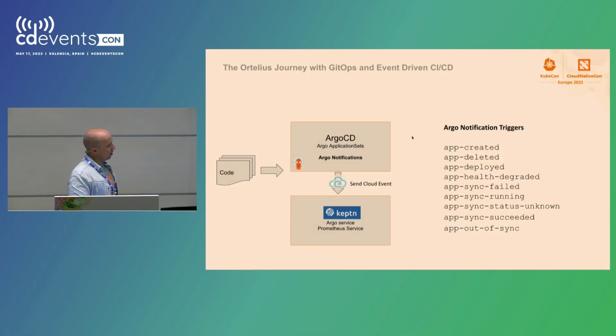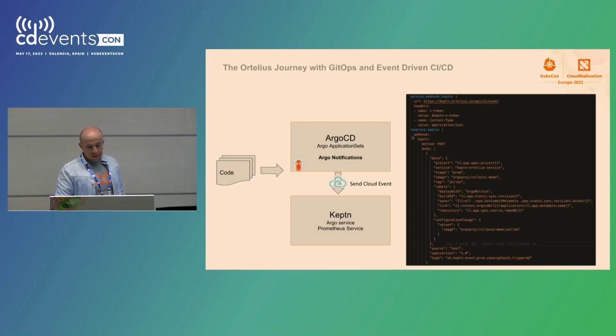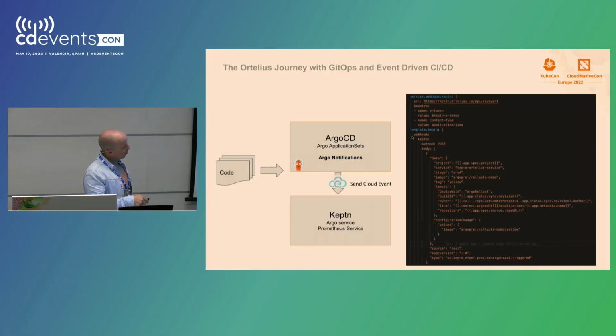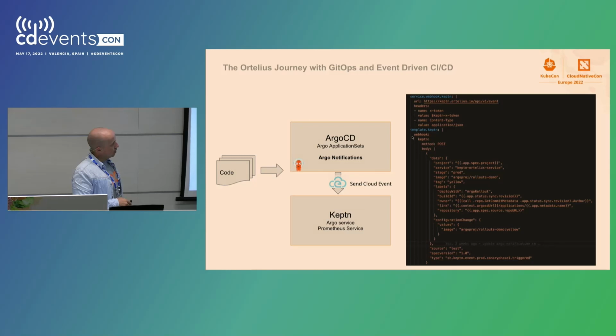We use ones like out of sync, which is quite good, because once Argo becomes out of sync, we can get Keptn to go and see if this is going to work. And this here is essentially a specification of Argo notifications. You can see the template is really just the payload of a cloud event, and within the cloud event is the data that Keptn needs to go through its sequence. So really it's just a webhook.